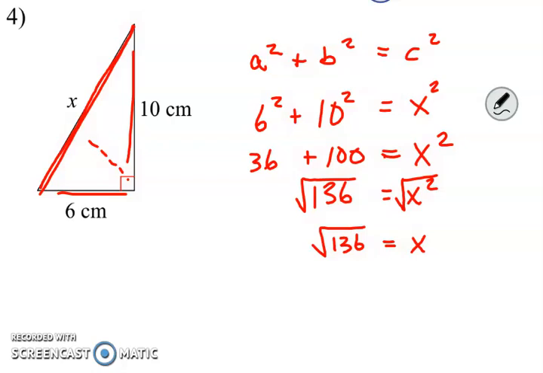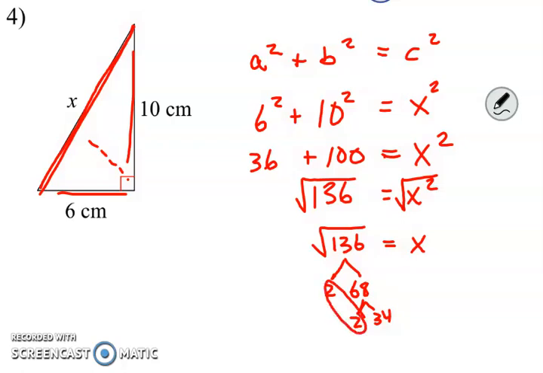So to break that down, I can think of 136. Well, I see that it's an even number, so I know I'm going to be able to take 2 times something. 2 times 68 would give me 136, and I could break 68 down into 2 times 34. And I could try to break 34 down, but all I'm going to get is 2 times 17, which is a prime. So I see that I'm going to have a 2 times 2 under the radical, right?